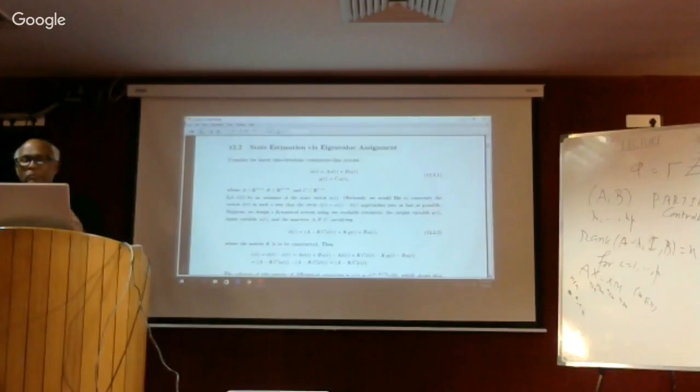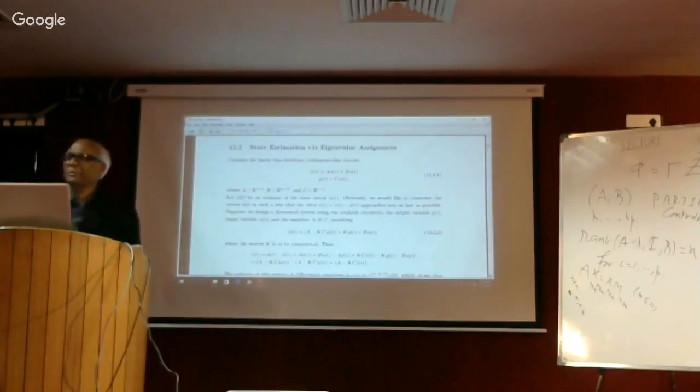Or to find the state x of t, you need to solve the differential equation that you have been doing. There you need the knowledge of the initial state x. So the idea is, in that case, we have to estimate the state vector x of t. And the estimate has to be constructed so that it does not depend on any specific x0 given to you, but it will work for any arbitrary x0.